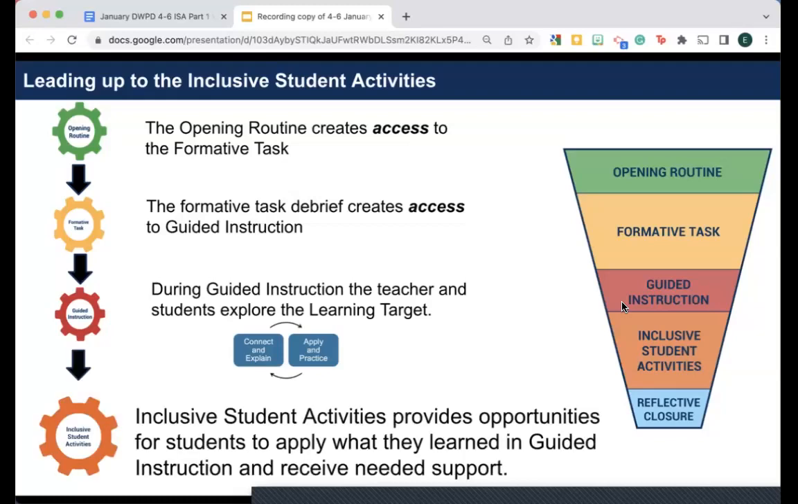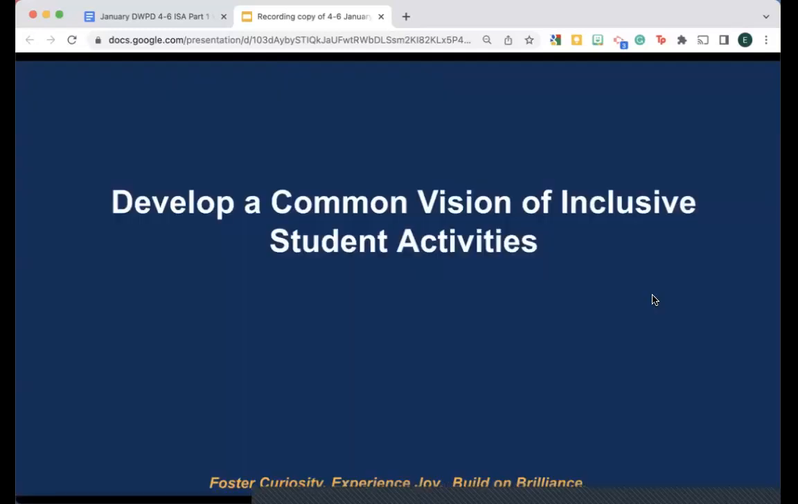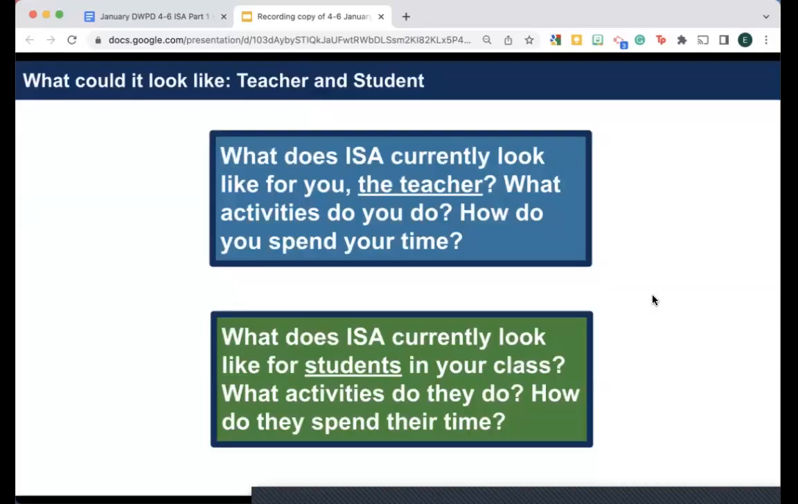Then we get to inclusive student activities. We're going to dive into that more today because this is our opportunity for students to apply what they learned in guided instruction and to receive needed and differentiated support. Let's develop a common vision for what ISA, inclusive student activities, might look like.